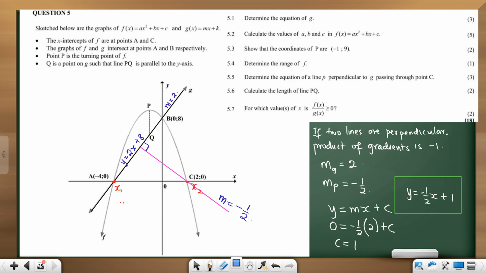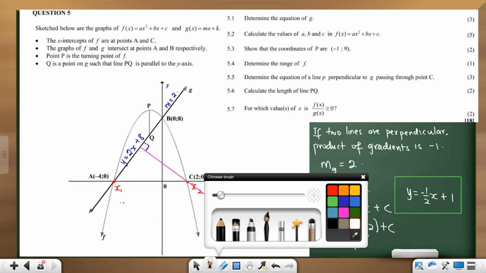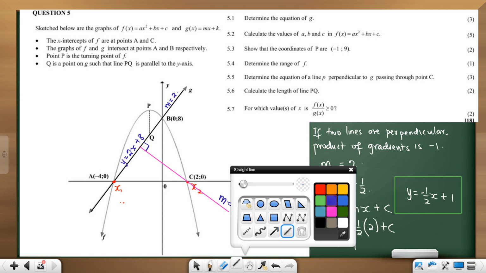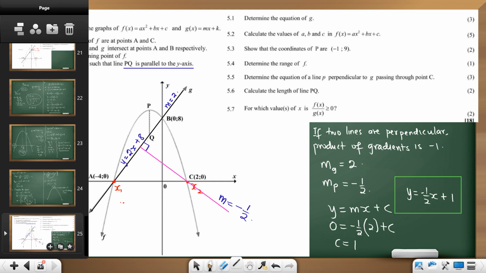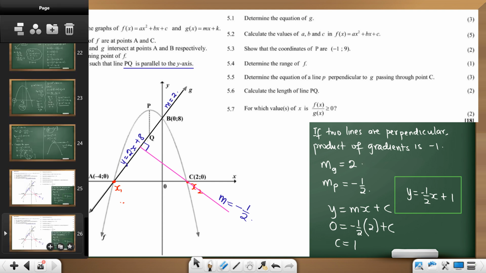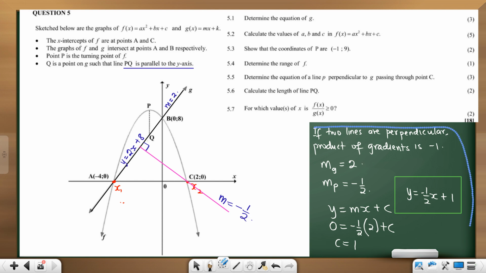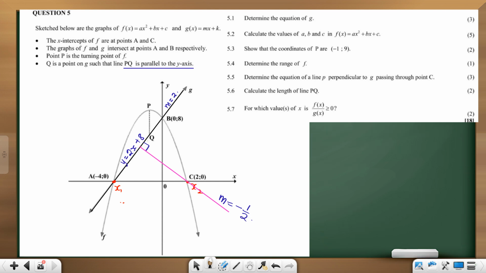Okay, now we want to get 5.6, the length of PQ. Very interesting. That is vertical distance. How do I know that it's vertical? If you go back to the notes that you wrote, I wrote this thing down. I told you they either tell you parallel to the y-axis or perpendicular to the x-axis. So they told us it's parallel, so it's vertical distance. I'm going to crop that image out again and do the question here. So PQ is a vertical distance. And what do we say with vertical distance?